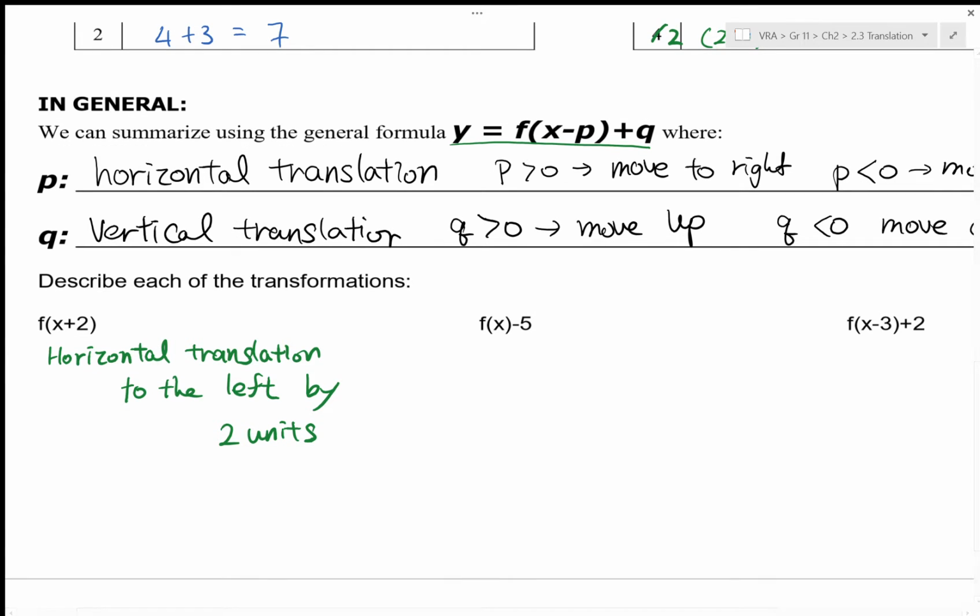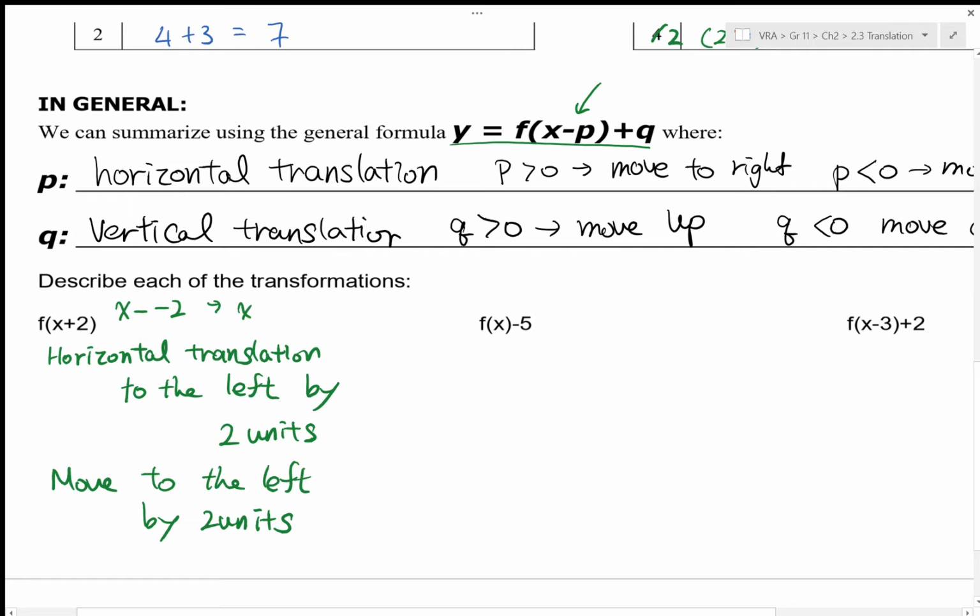Or simply you can say move to the left by 2 units, okay. Again, that's because you have positive 2 inside of the brackets. And in terms of the notation that we used here, it's basically x minus -2, and that becomes x plus 2.